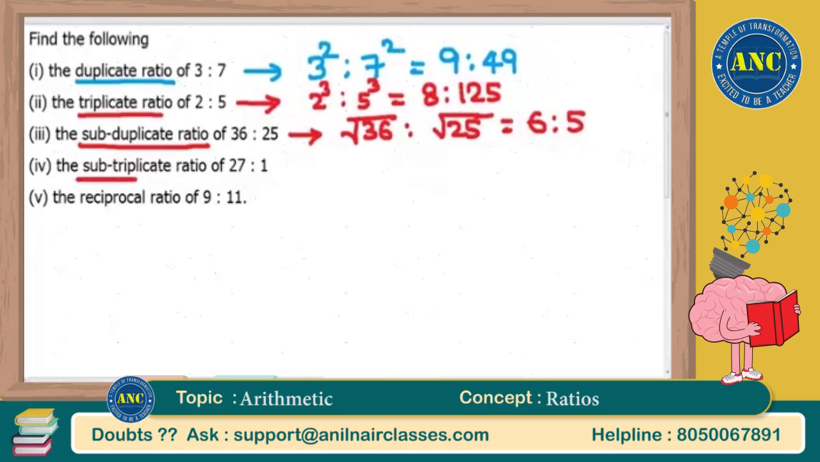Next is subtriplicate ratio. It is cube root. Cube root of 27 is to cube root of 1. It is nothing but 3 is to 1.